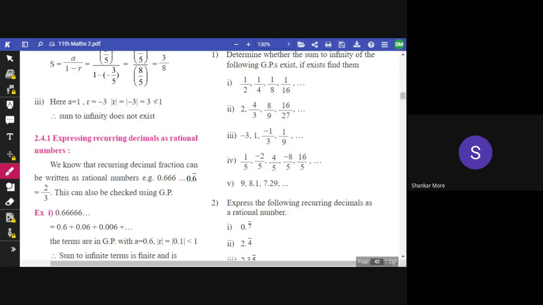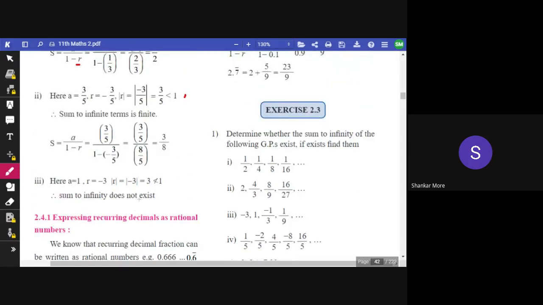Yes, uncle. In which case are you talking about? See, I think you are talking about this example. If the value of r is greater than 1, then what do we have to do? Is that your question?